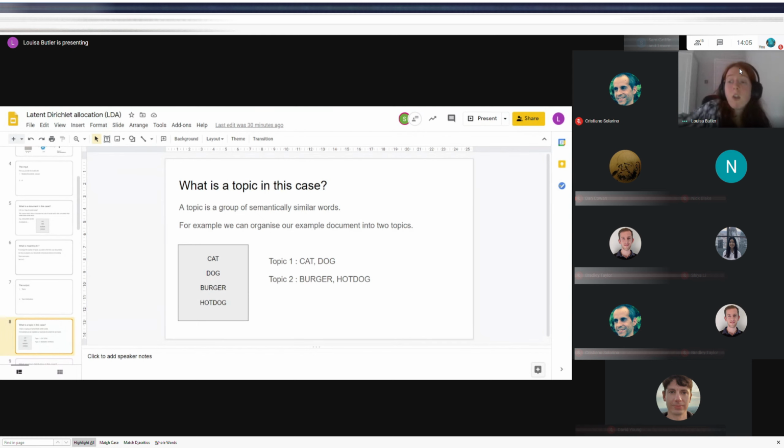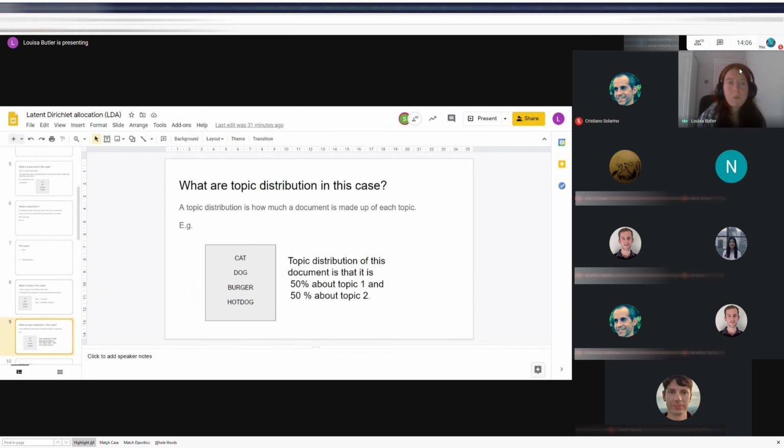Something you could note here is that these topics aren't labeled. It will just produce: topic 1 contains the words cat, dog; topic 2 contains the words burger, hot dog. Obviously, we could infer topic 1 might be about pets and topic 2 might be about food. But the LDA won't label that for you. It will just output topic 1, topic 2. And the reason it would output 2 topics in this case is because you defined K as 2 before you put the documents into the model.